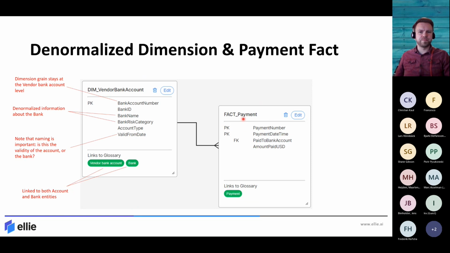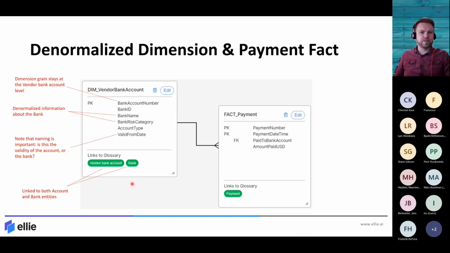So we have the payment fact here. We have the vendor bank account dimension, and the dimension grain now stays at the bank account level, but we have denormalized bank related information here. We have bank name, we have the risk category for the bank and whatever. We have linked this dimension very neatly to both of those entities, the vendor bank account and the bank, so that we remember that this dimension table actually contains information about two different concepts.